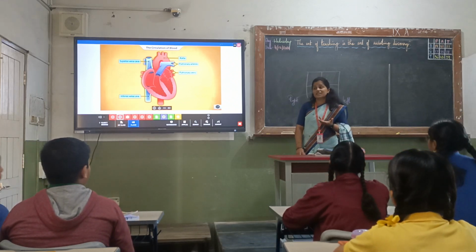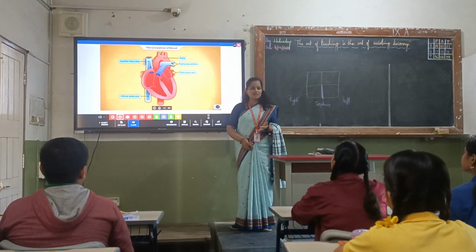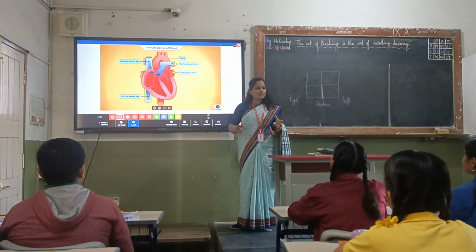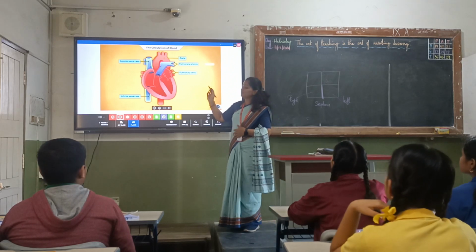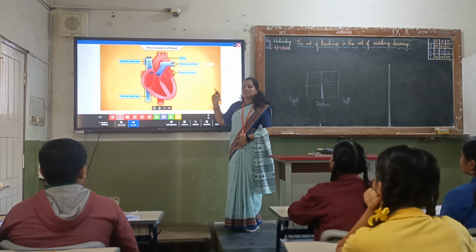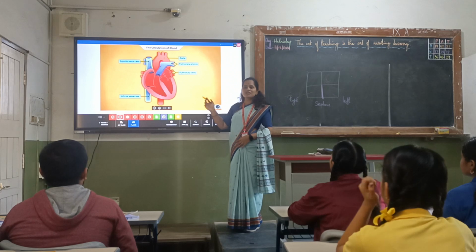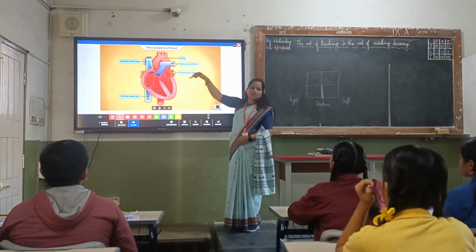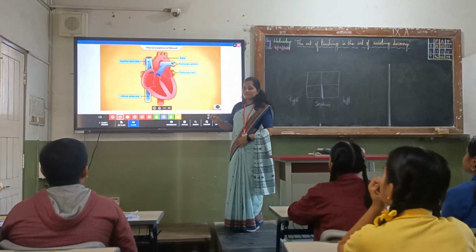Very good. Because it carries oxygen rich blood, that's why the color is red. But generally all the veins carry carbon dioxide rich blood. But this is the vein which carries oxygen rich blood from the lungs to the heart, that is, the left atrium. Clear?